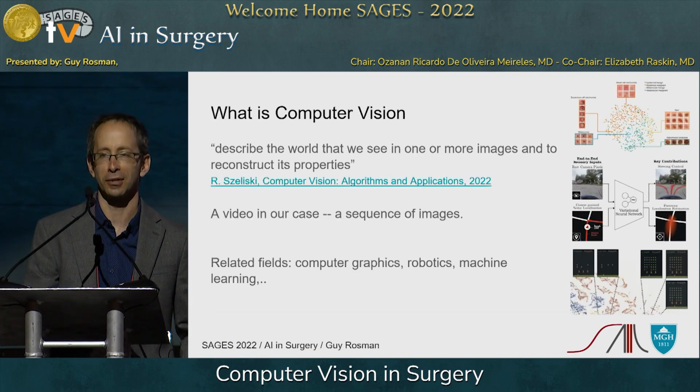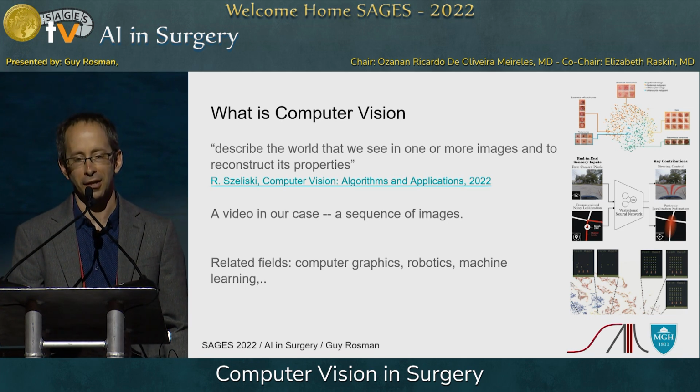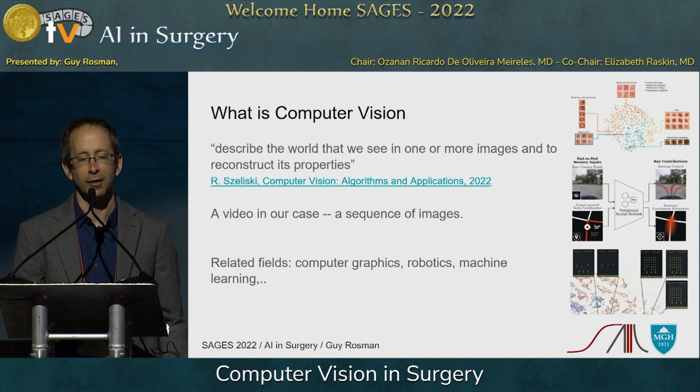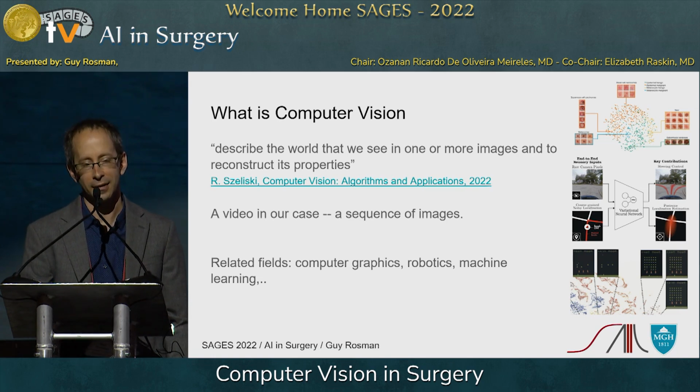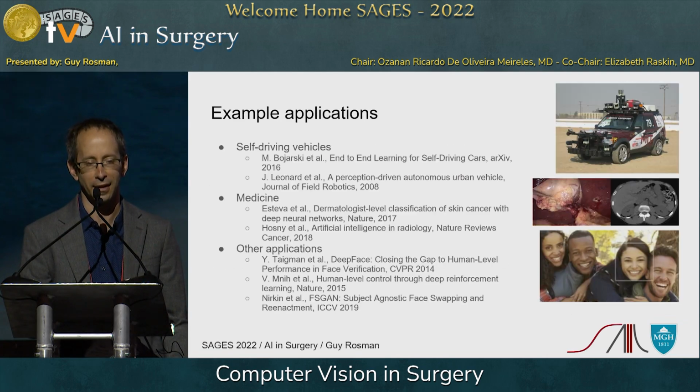In terms of what is computer vision. Computer vision is a subfield of AI that allows us to have computers describe the world that we see in one or more images and to reconstruct properties of that world. In our case, we're strongly interested in video, in a sequence of images, and that field relates to other fields in AI, such as computer graphics, where you actually generate images, robotics, where you take the properties you inferred and make decisions and move machines, and machine learning and AI in general.